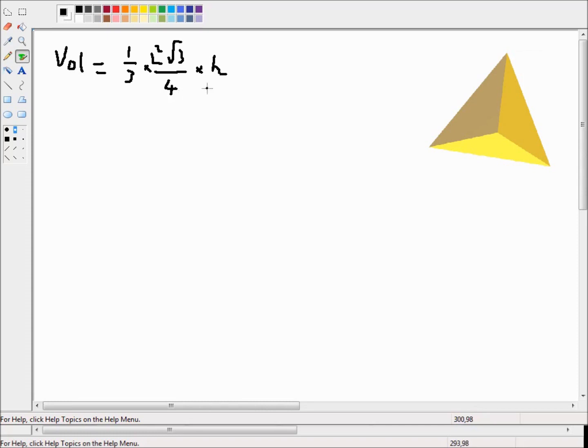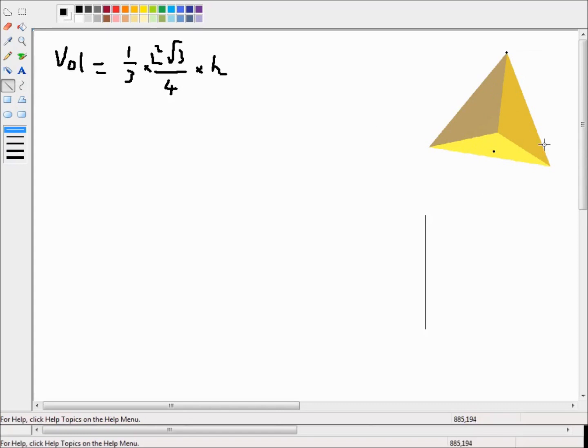Okay, so what's the height? Well, the height is the shortest distance between the apex of the tetrahedron or pyramid and the base. This is true for all pyramids. The height is the shortest distance between the apex and the base. So this is a straight line going straight through the whole pyramid. In fact, I'll draw that underneath the pyramid here. It's the actual height from the base to the apex of the pyramid.